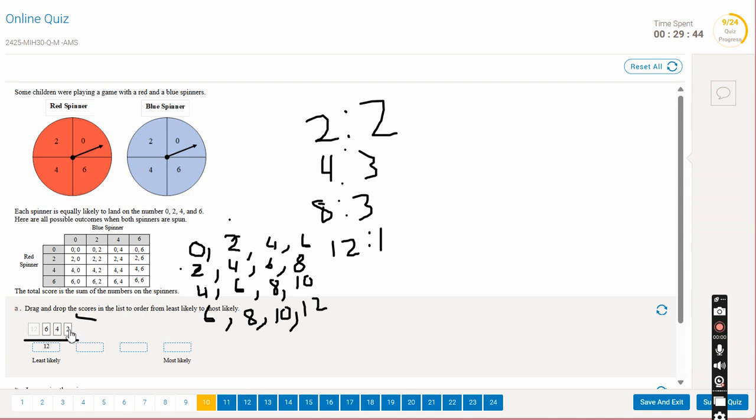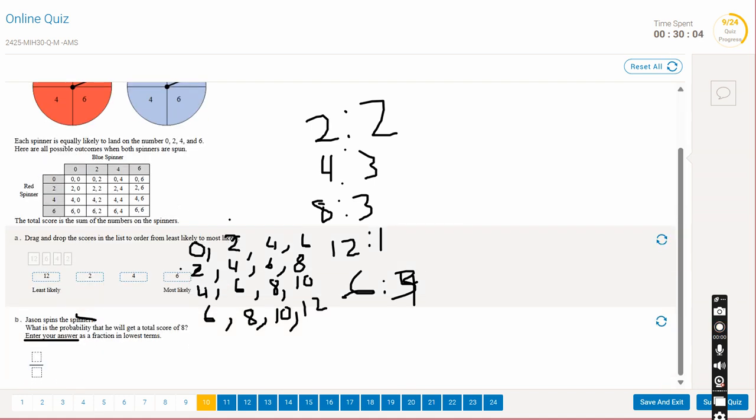Then the next least likely you're supposed to get is 4. Then 6 also. 6 is how many? 3. 6 is 3 again. So then you get 4. That is the least likely, just the 3. You're going to getting it 3 times and then the 6.